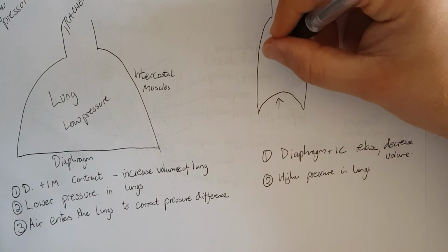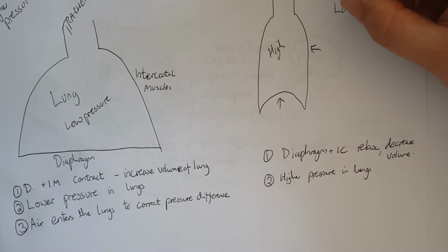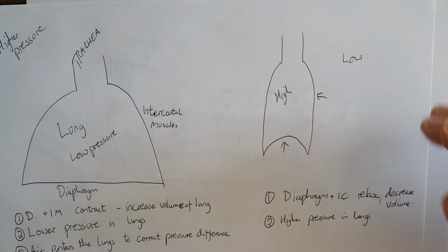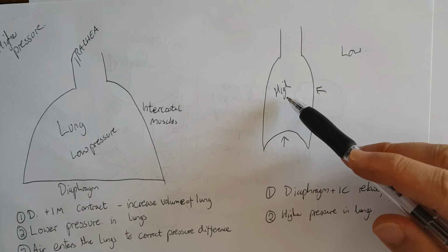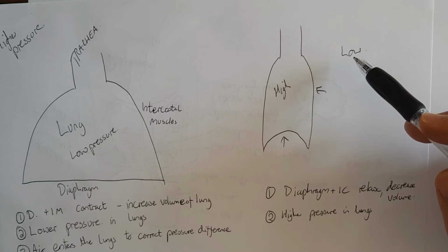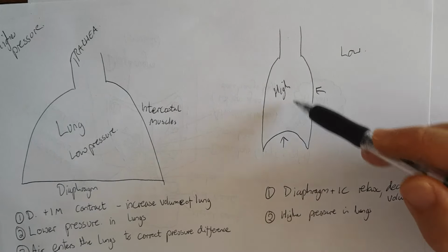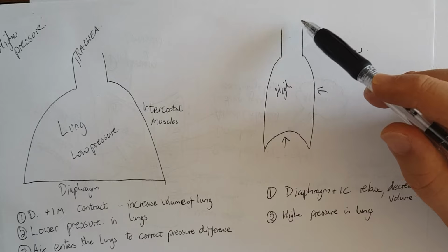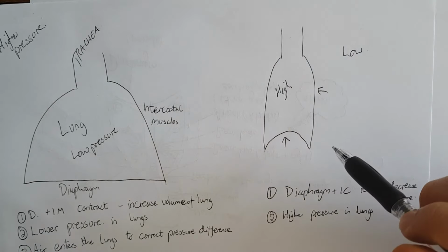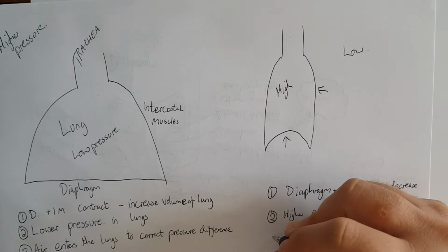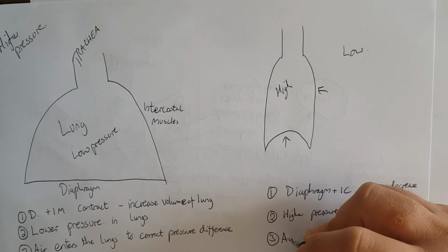Got a high pressure in the lungs now and a low pressure outside. Because we've got a high pressure inside and a low pressure outside, air will be forced out of the lungs, up through the trachea, out through the nasal and oral cavities and back into the atmosphere around us. So the air is forced out of the lungs.